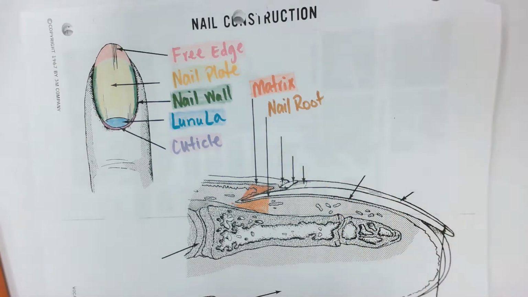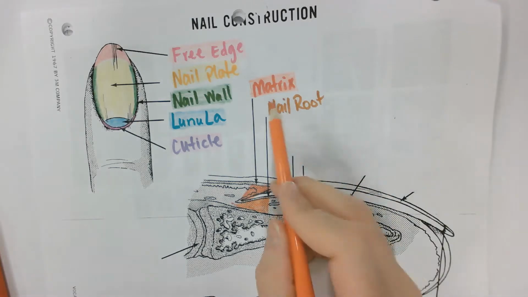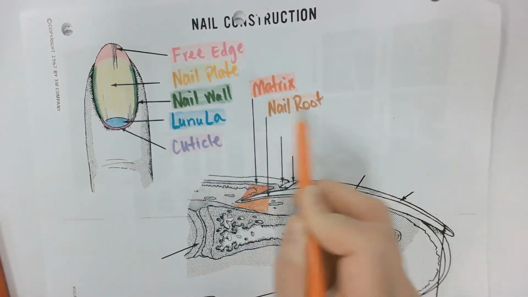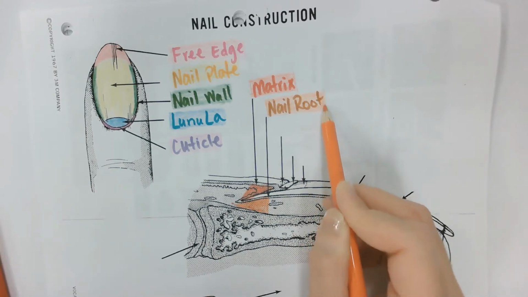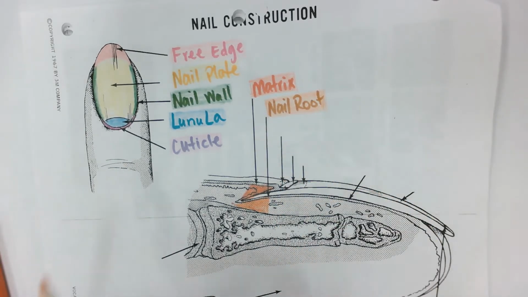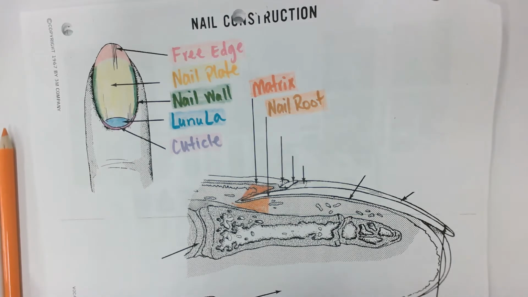Okay? The matrix and the nail root sandwich the nail together. If you damage either one of the two or both, your nail does not grow back the same. Most people buy shoes for looks, not for comfort. When you get older, you buy them for comfort. But as you buy shoes when you're young to when you get old, they sometimes squish your toes, right?